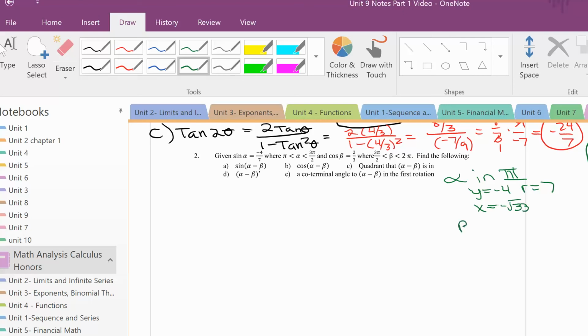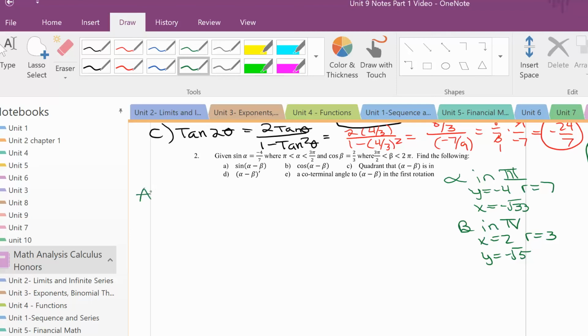And then we have beta, which is in quadrant number 4. And we know that the cosine, so we have x is 2, r is 3. So we know y is negative rad 5 when we do the Pythagorean theorem.